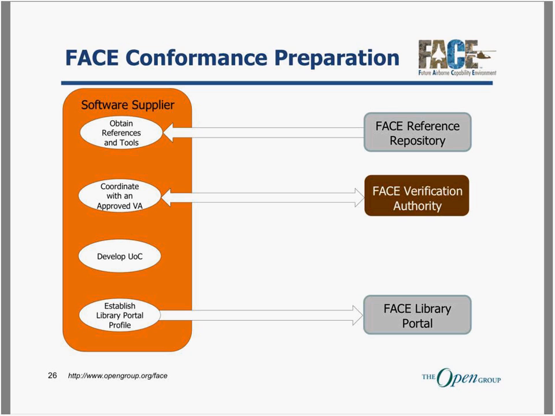So that goes on, then the software supplier, on the third oval, that square on the left, would develop their unit of conformance. There's a lot of references on how to do that. Certainly the technical standard is a key one, the reference implementation guide, and there's more help on the way. So certainly a doable process. So that is to establish a library portal profile, and we'll talk a little bit more about the library portal here in just a second.